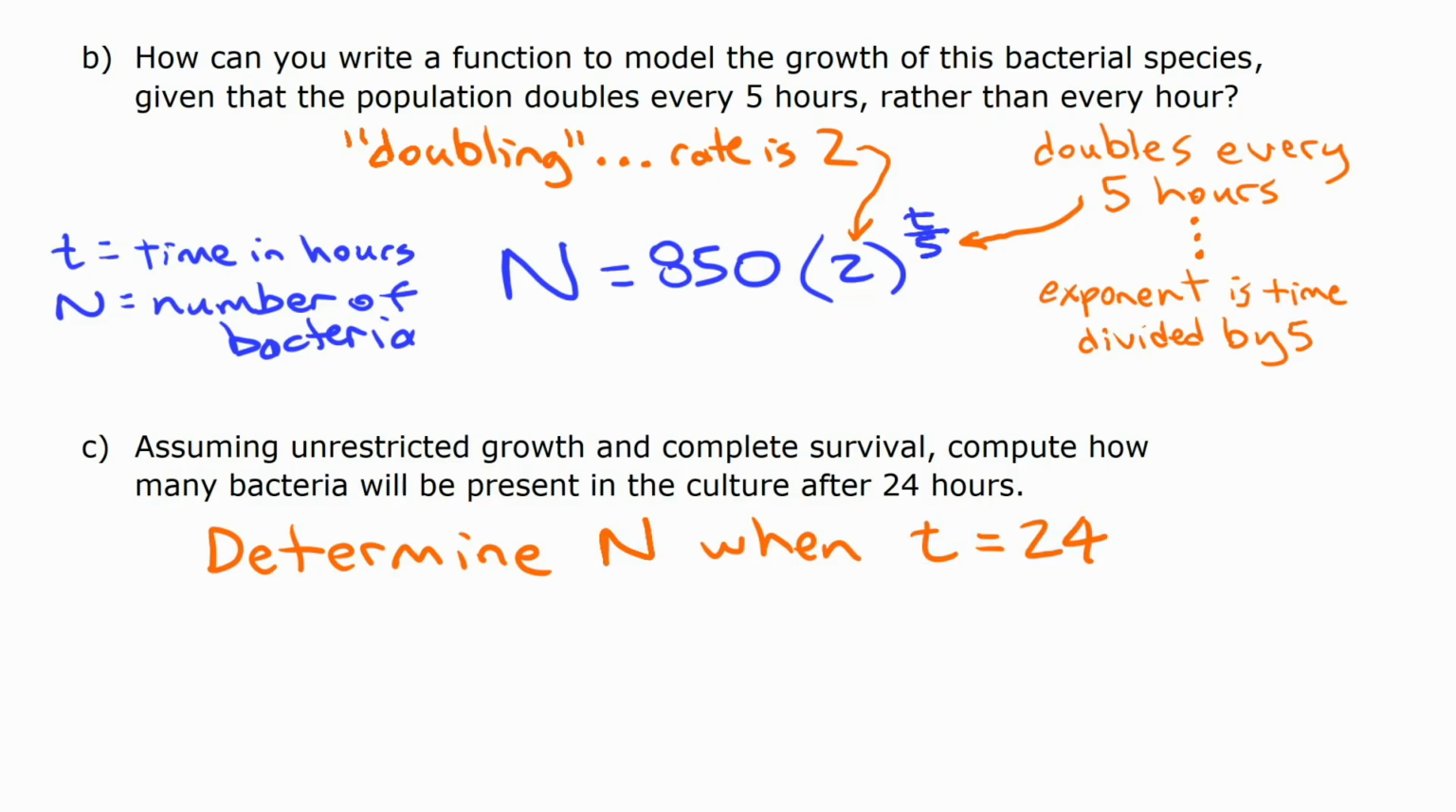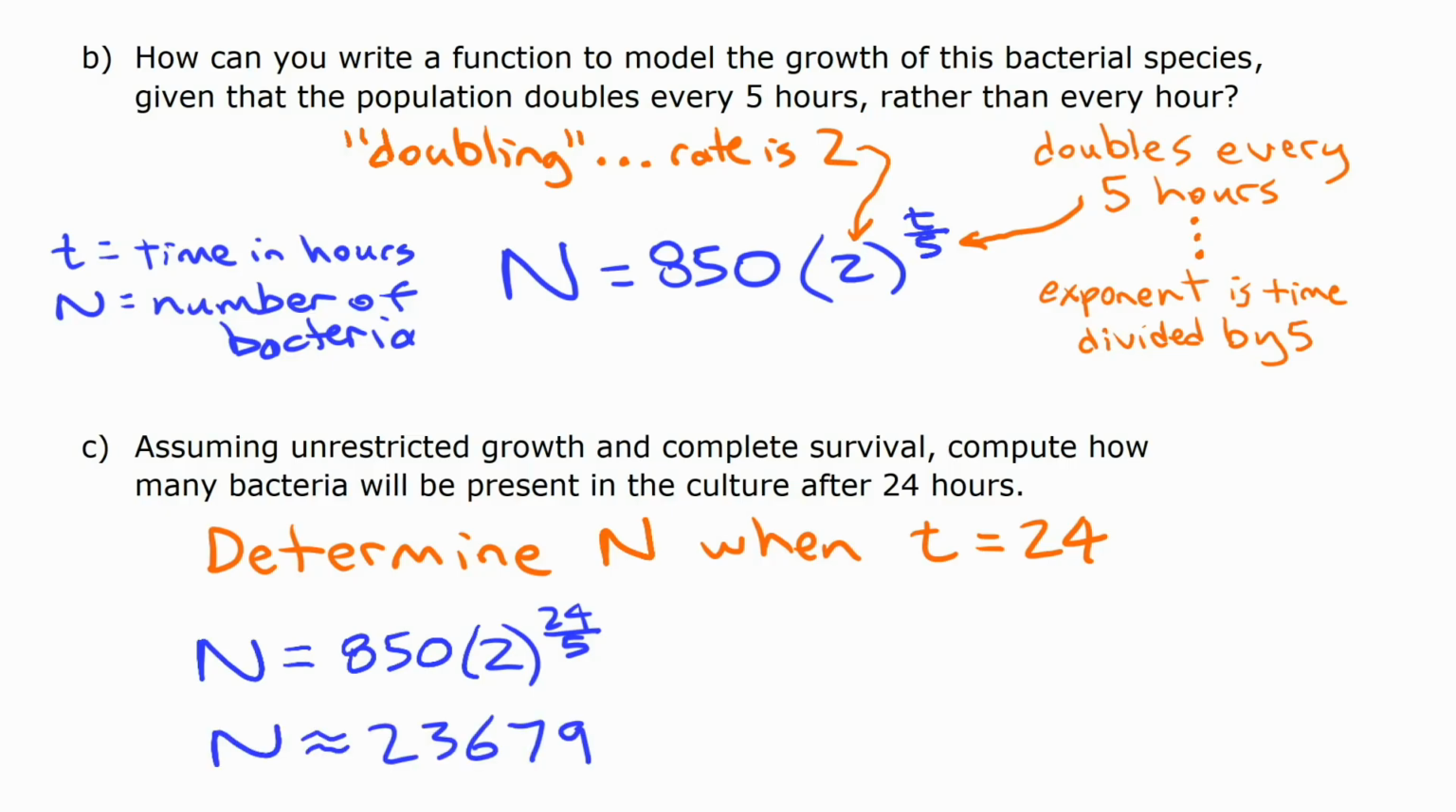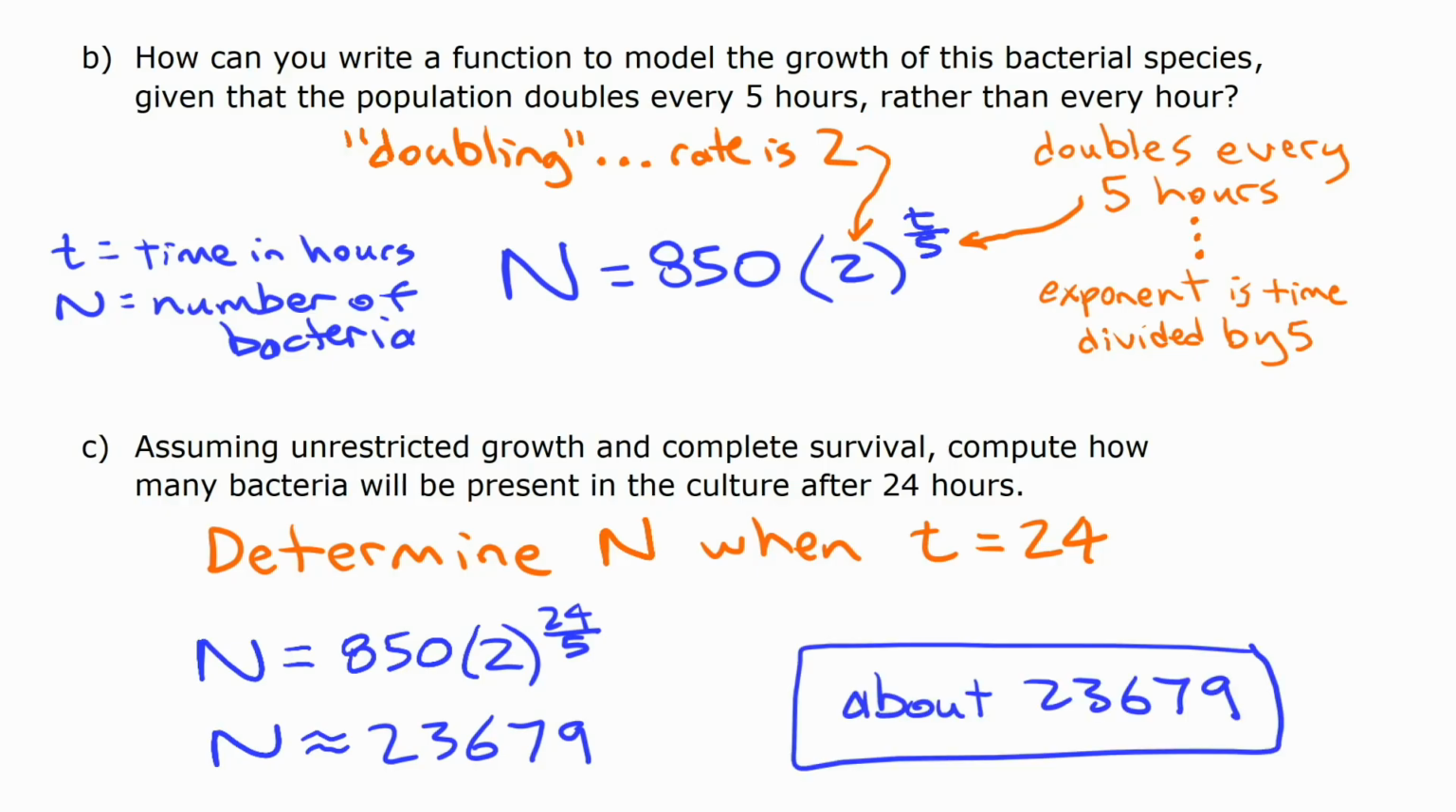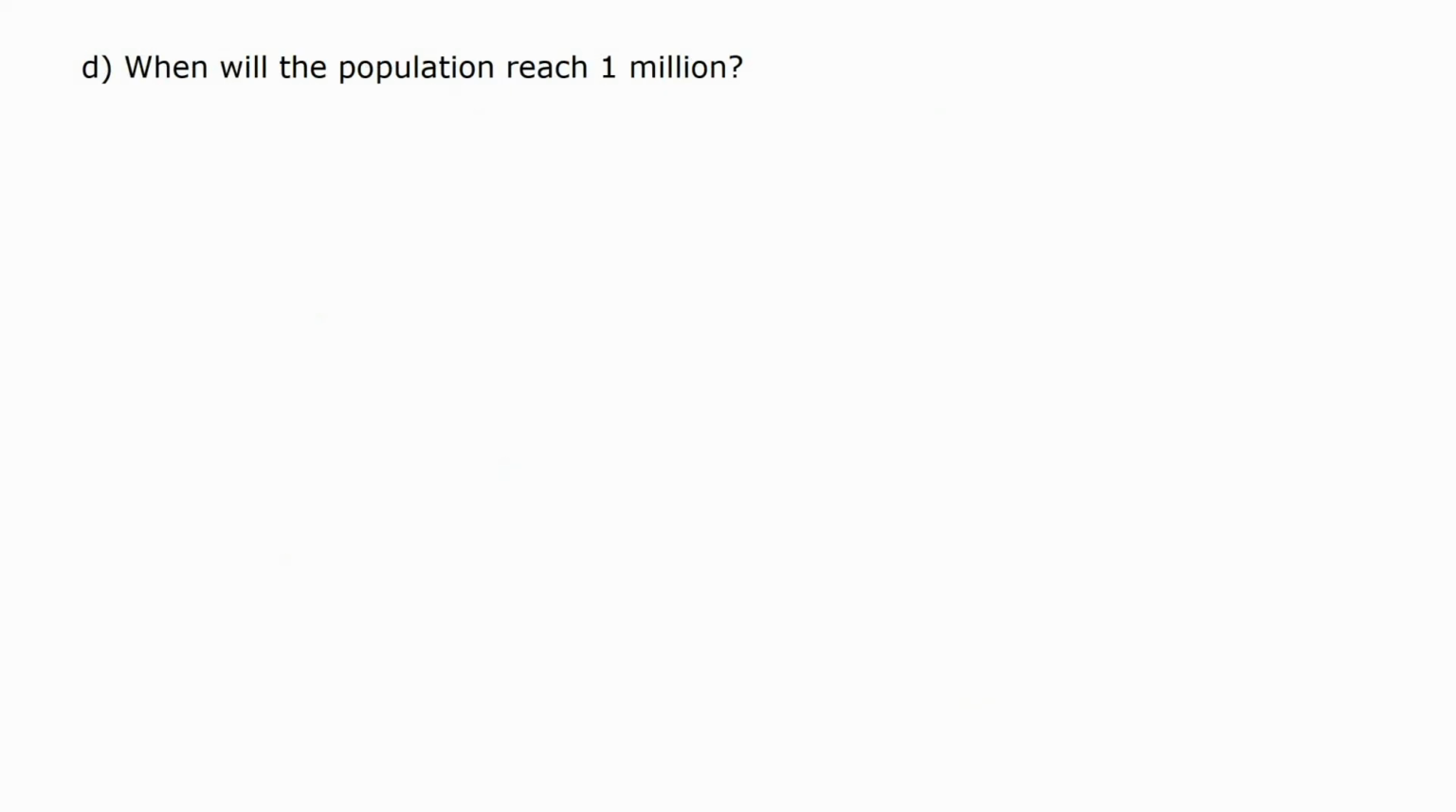And so we can take the function and substitute in 24 for our time and then work it out. You can go to a calculator and work that out, and what you'll find is it's approximately 23,679. Right? Last part of this first example, we can also use it to determine a time that it's going to take to get to some fixed number.